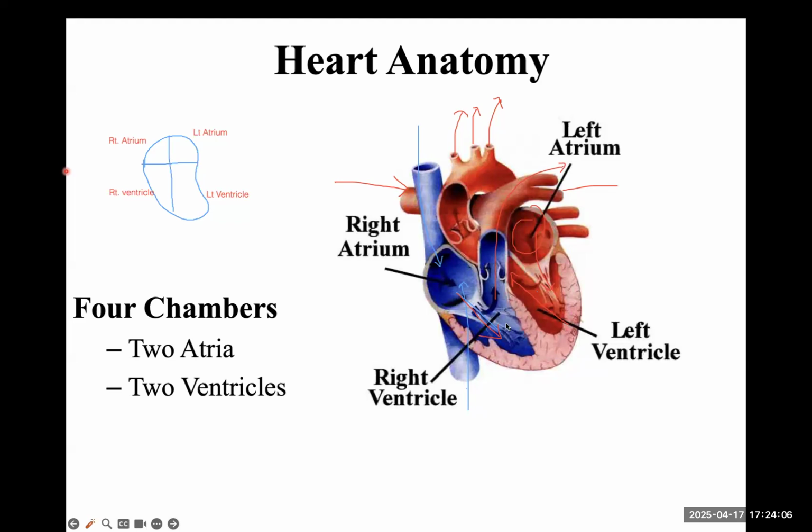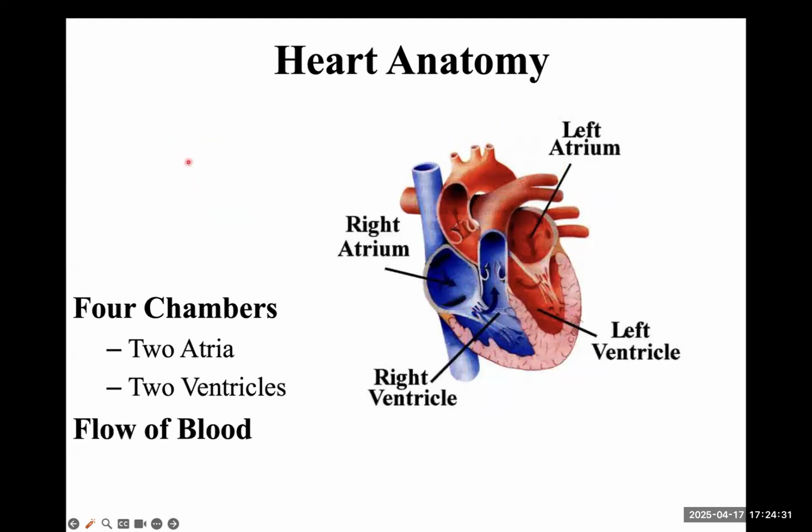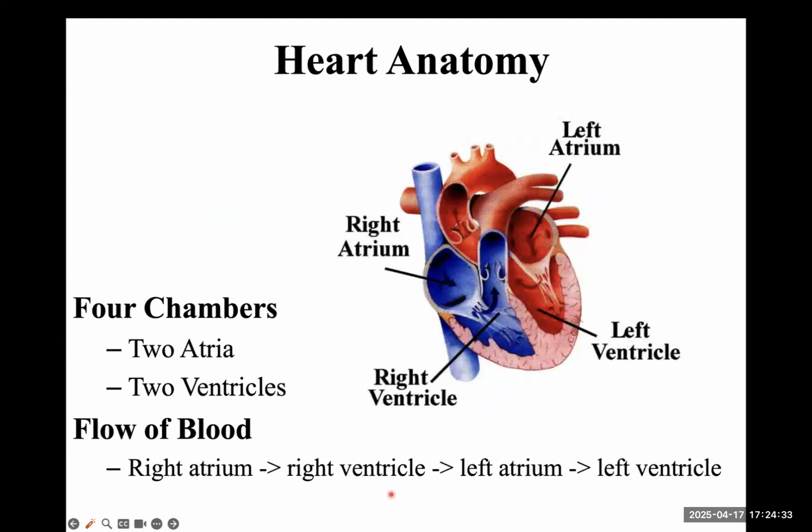The right ventricle doesn't need to be very large in order to pump blood to the lungs, but the left ventricle needs to be larger because it has to send the blood to the systemic circuit. The systemic circuit refers to the entire body, versus the right ventricle, which sends the blood to the pulmonary circuit, which is to the lungs. So, right atrium to right ventricle, and then left atrium to left ventricle.